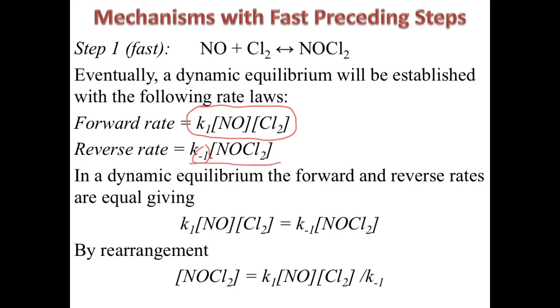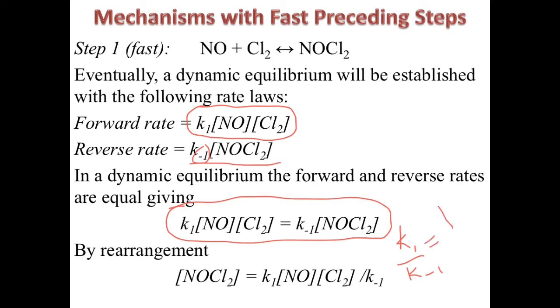But eventually these two rates become equal to each other, and we can say that the forward rate equals the reverse rate. So K1 times NO times Cl2 equals K-1 times NOCl2. And then by rearrangement, the concentration of NOCl2 equals K1 times the concentration of NO times the concentration of Cl2 divided by K-1. And since both rate constants are constant, we can take K1 divided by K-1 and call that a new rate constant, which we will shortly see.